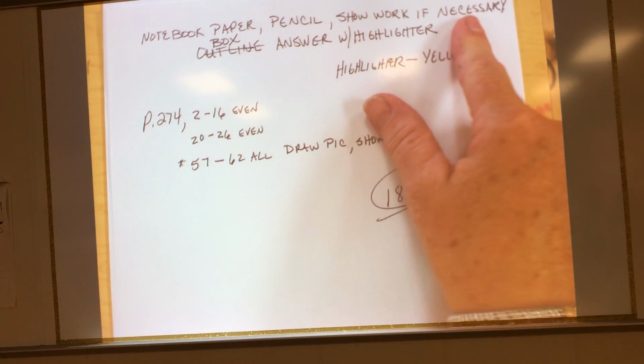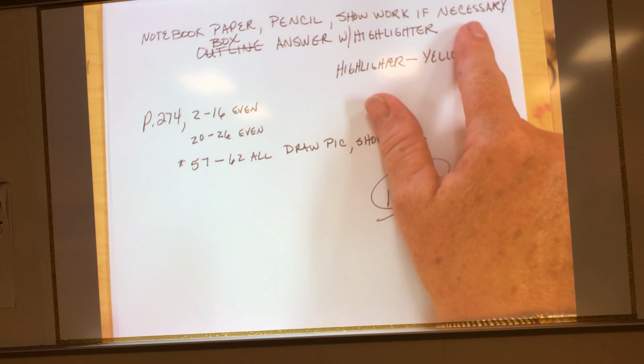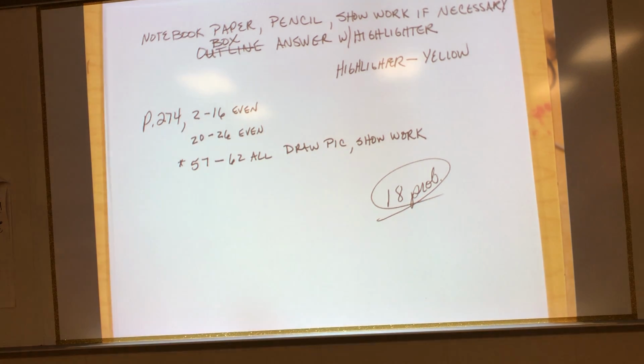You need to show your work if necessary. There will be some that you won't have to show your work, but if you had to find the side of the triangle using the Pythagorean theorem, I just want to see a little bit of work. I would suggest you box your answers in because you're going to have a lot of answers. Sometimes they'll say, find all 6 trig functions for this triangle. So just box it in.